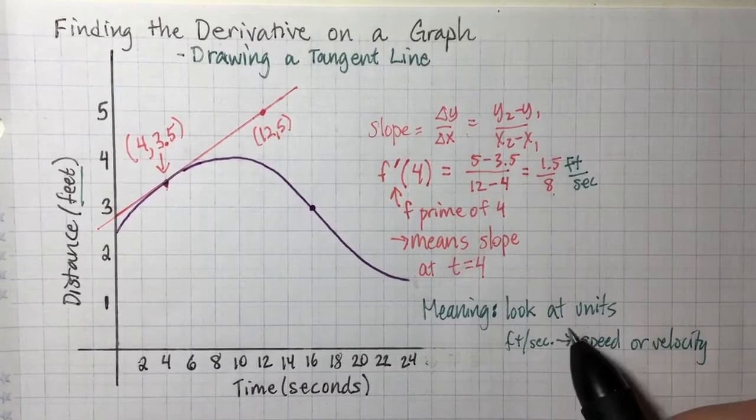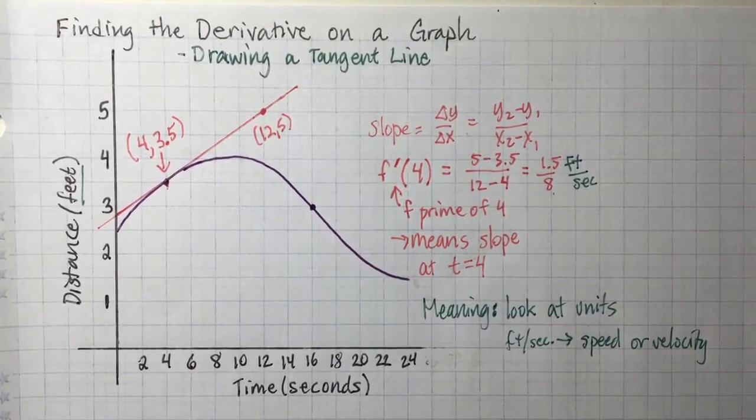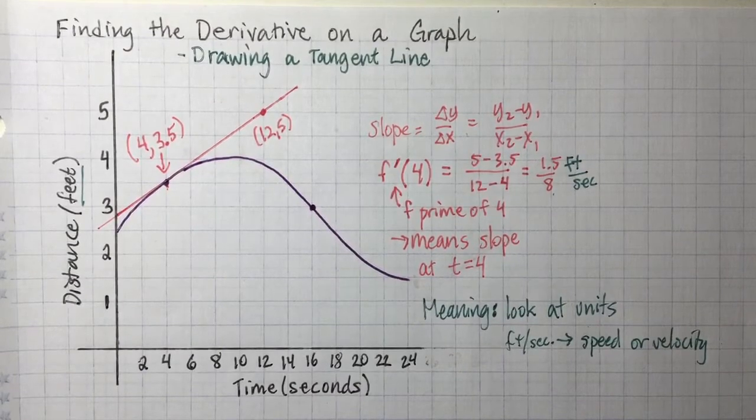So our meaning then is that at time of 4, at 4 seconds, the speed is exactly 3/16 or 1.5 over 8 or whatever that is as a decimal. You could crack out a calculator. I forgot to grab mine.